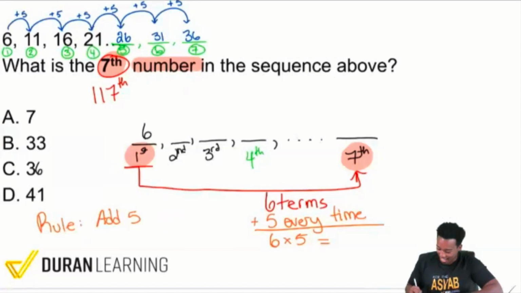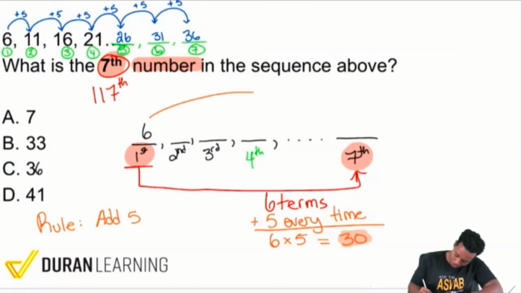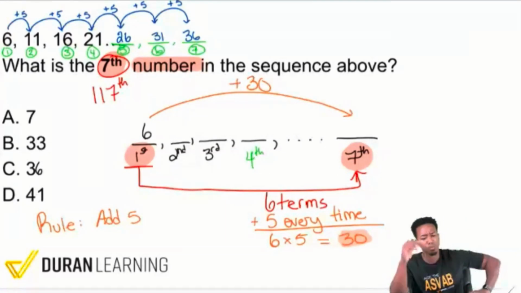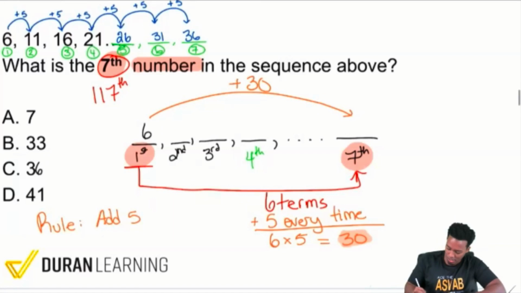30. Yeah. And so 30 is not the answer. 30 is what you're adding to that first term. 30 is what you're adding to jump. So you're jumping 6 terms, but you're jumping 30 numbers. And so to go from 1 to 7th, you're adding 30 numbers. Everybody, 6 plus 30, that's really hard. What is that? Help me out. That's going to be 36.